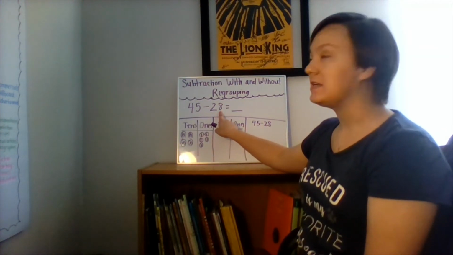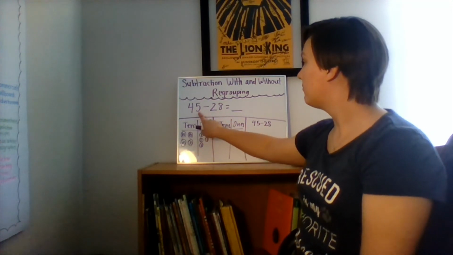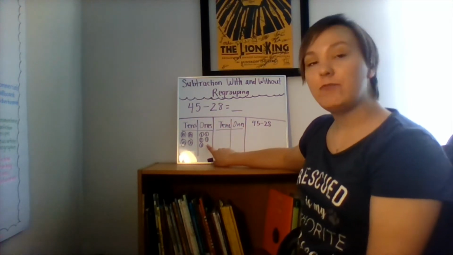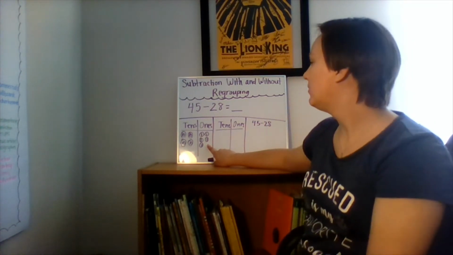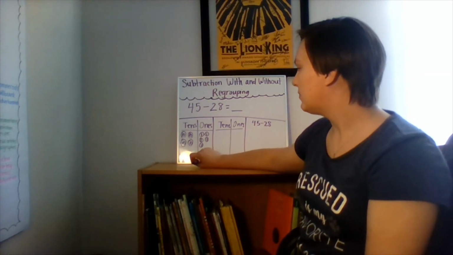Let's start with the ones place. I need to take 8 ones away from 5 ones. Do I have enough ones to give? No, I don't have enough ones to give. So I need to borrow from the tens place.